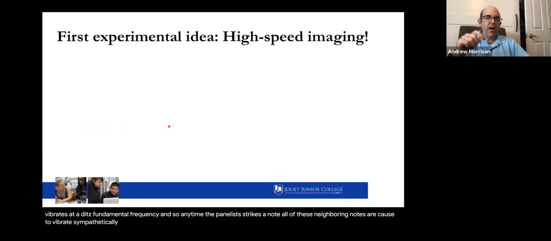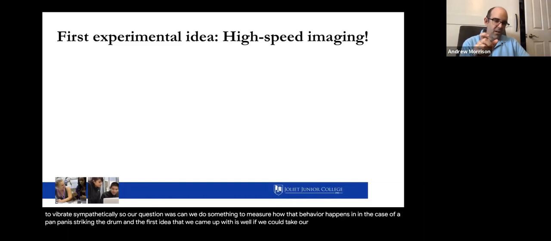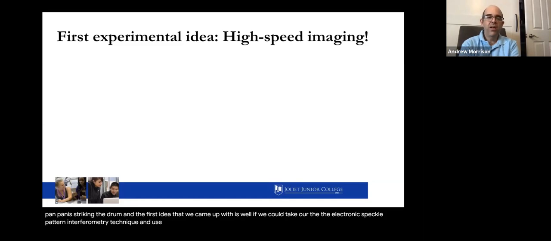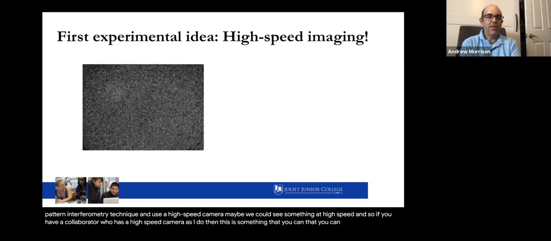So our question was, can we do something to measure how that behavior happens in the case of a panist striking the drum? The first idea that we came up with is, if we could take our electronic speckle pattern interferometry technique and use a high-speed camera, maybe we could see something at high speed. And if you have a collaborator who has a high-speed camera, as I do, then this is something that you can do.